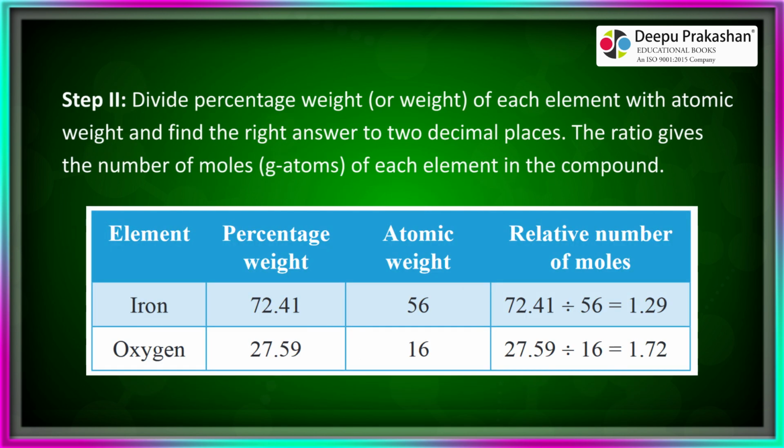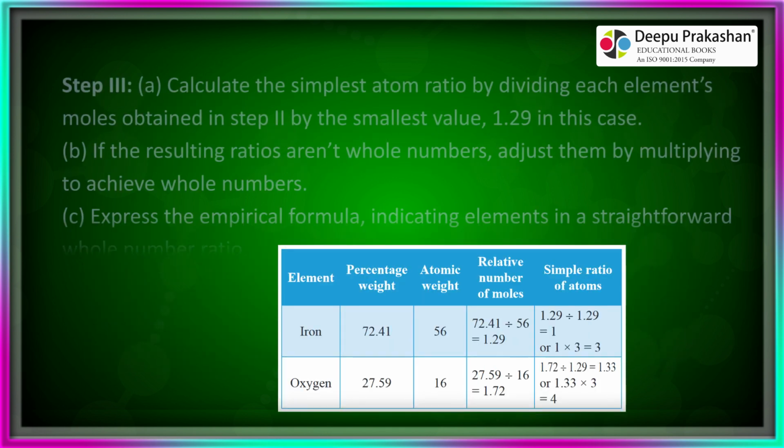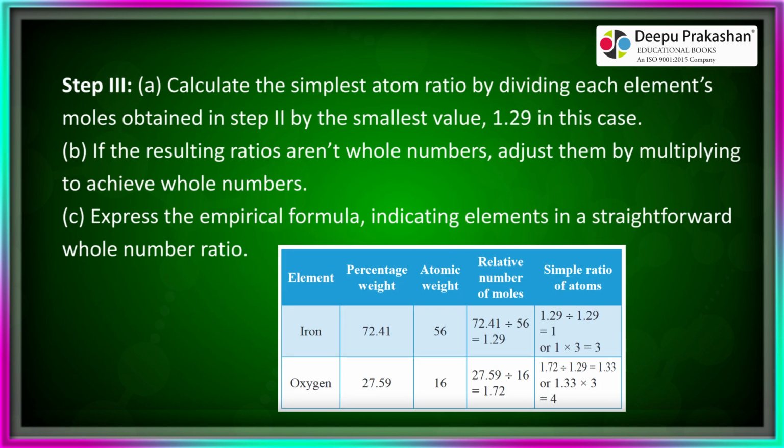Step second. Divide the percentage weight of each element by its atomic weight and find the answer to 2 decimal places. The ratio gives the number of moles, or gram atoms, of each element in the compound. Step third. A. Calculate the simplest atom ratio by dividing each element's moles obtained in step second by the smallest value, 1.29 in this case.